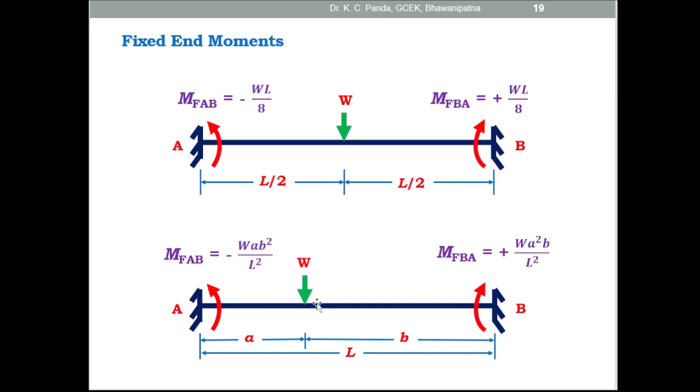And look at this figure. Here the load is eccentrically present, that is at a distance a from the support A and b from the support B, and the length of the beam is L. So, here the fixed end moment MFAB is equal to minus Wab square by L square, and on this side the moment MFBA is equal to plus Wa square b by L square.